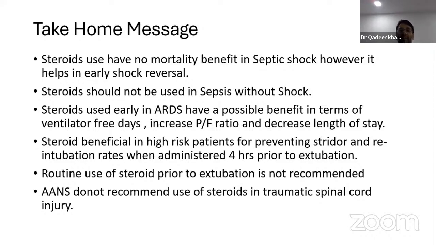As in DEXA, which was a Spanish trial, they started with a dose of 20 mg per kg for the first 5 days, then later on reduced to 10 mg per kg. They have shown that if dexamethasone was given at this dose, there was a beneficial effect in terms of ventilator-free days, an increase in the PF ratios, and a decrease in the length of ICU stay and overall hospital stay also.